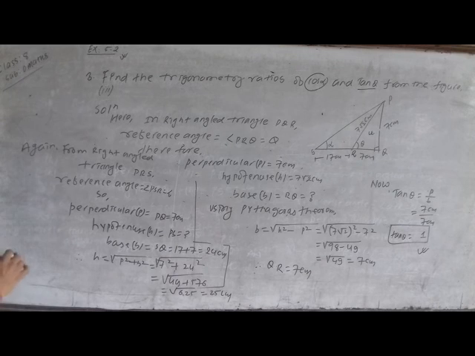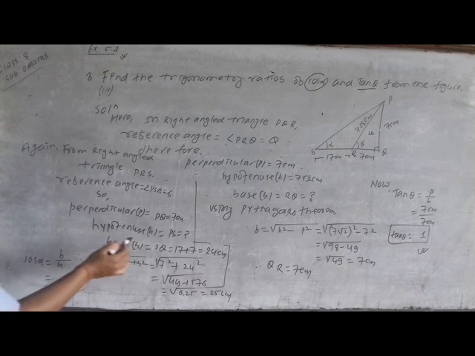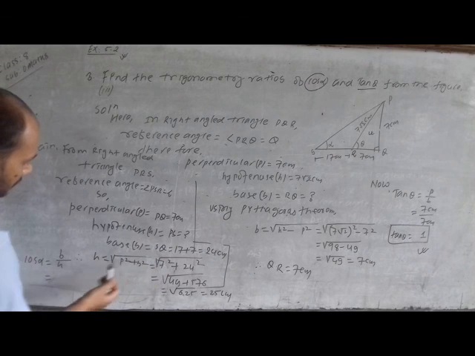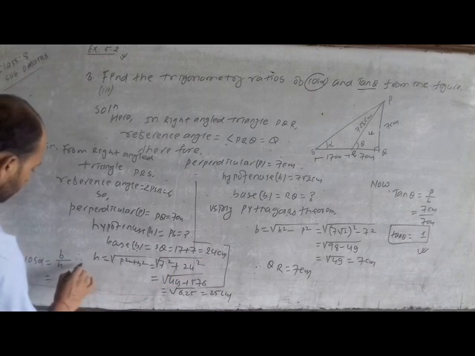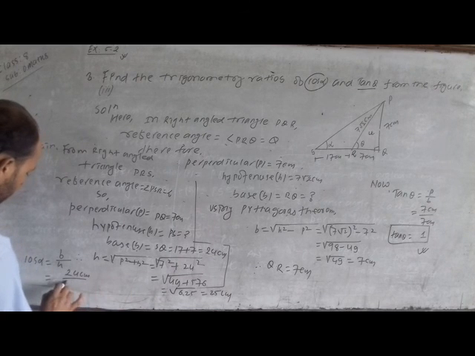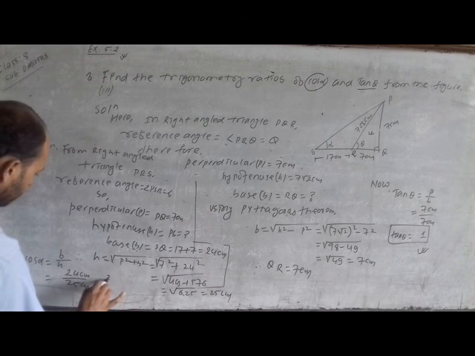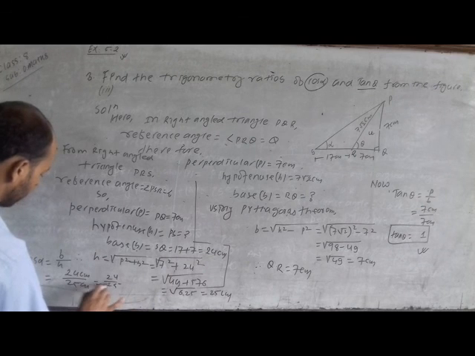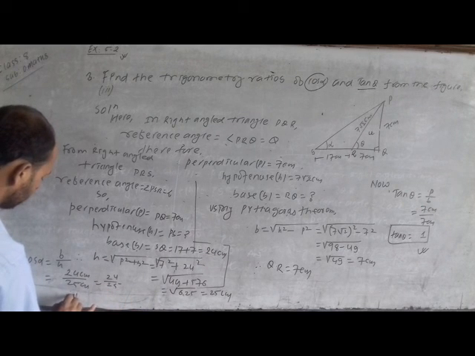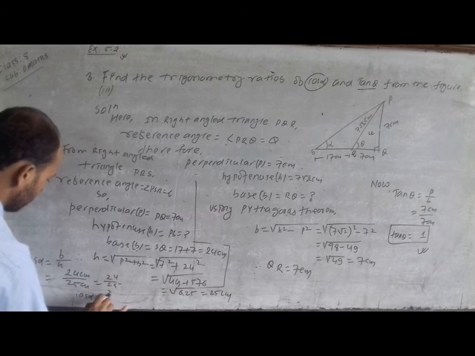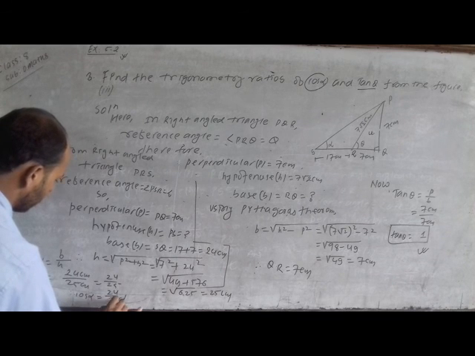And therefore your question says find cos alpha. What is the ratio of cos alpha? B by H, we have the formula, and B represent what? B represent 24 cm and H represent 25 cm. So we have 24 by 25. This is the value of cos alpha is equal to 24 by 25.